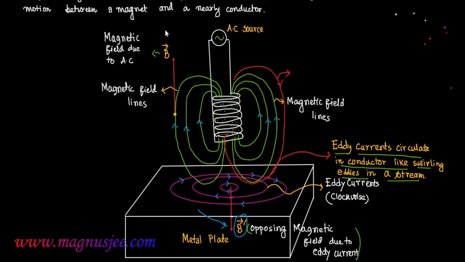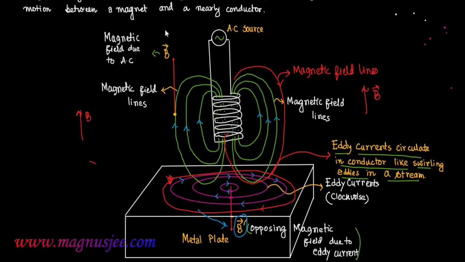In the diagram, these are the circular magnetic field lines produced due to the variable current flowing through the circular coil connected to the AC source. Here B is the variable magnetic field produced due to alternating current, and the eddy current flows in clockwise direction. So the variable magnetic field B is opposed by the magnetic field produced by the eddy current. This is the eddy current which flows clockwise, and it produces a magnetic field in the metal plate.